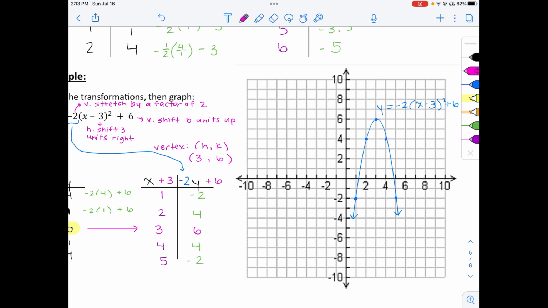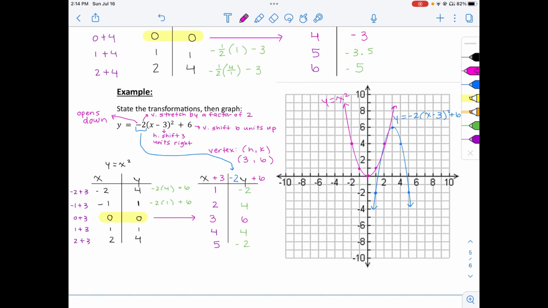And if I wanted to, this isn't necessary, but if I were to compare it to my original graph, this is where my vertex would be, and then I would have points here, here. Okay, and this would look like this if I graph it. And just adjust this a little bit. Okay, so this is approximately what my parent graph would look like. This would be my y equals x squared. Okay, so you can see all those transformations that have happened.